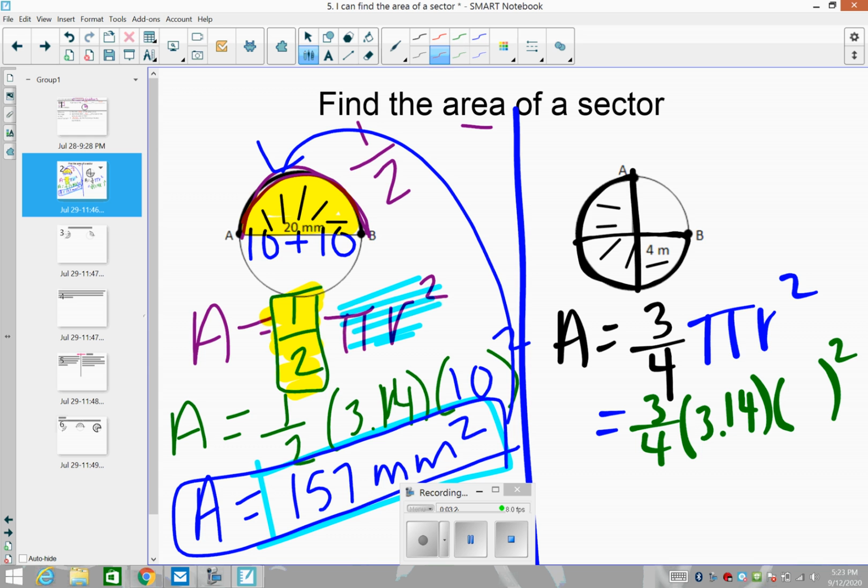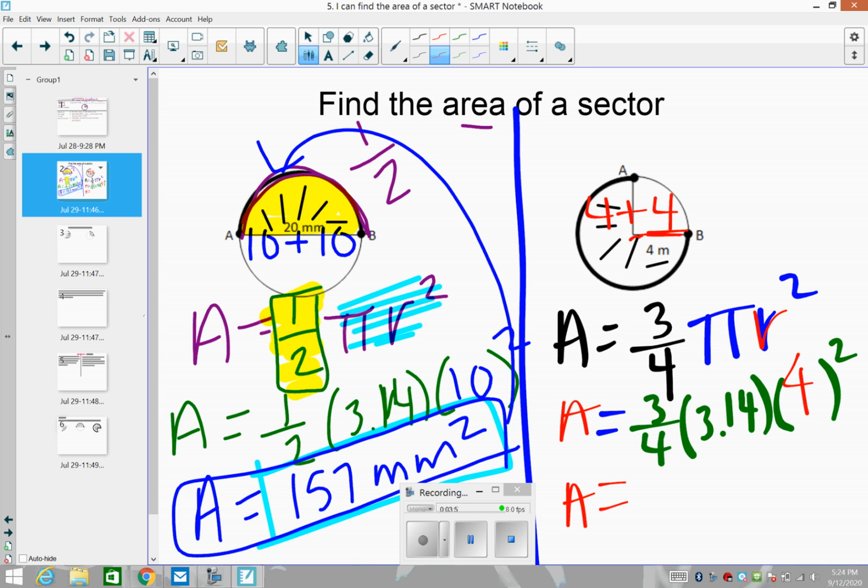Now the radius is that line that goes, I'm going to erase all that stuff so we can get a good picture of what we have here. The radius is 4. That line right there is 4. Radius is 4. Now the diameter would be 4 plus 4, right? But we're looking for a radius here in the formula, so 4. So to find the area of that section, we would take 3/4 of the area. So that's 3 divided by 4, times 3.14 times the radius squared.